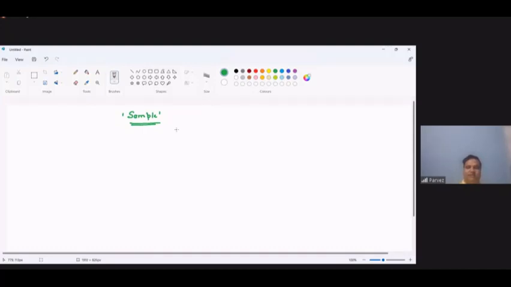Correct? But is it possible for me to travel all over India, or just meet all the employees and do a survey and collect information? Is it possible? No, sir. No, very much impossible, right? I will not give 10 years, 15 years of my life to just collect data, right?